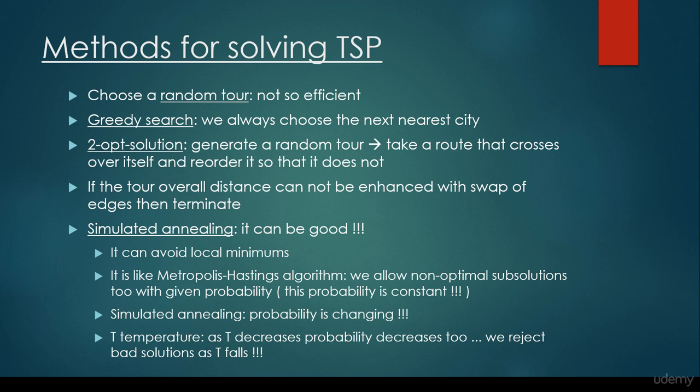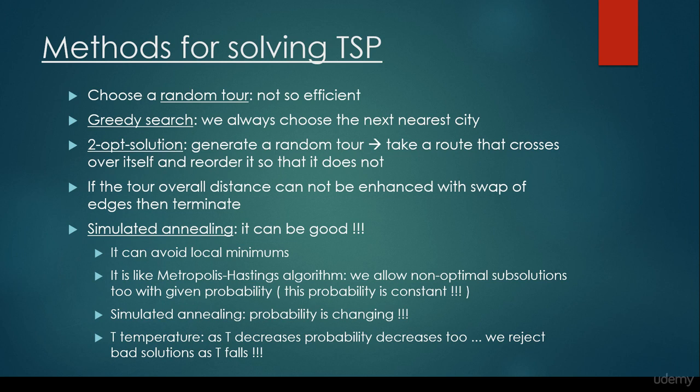We have this so-called two-opt solution: we generate a random tour, take a route that crosses over itself, and reorder it so that it does not cross over itself. If the tour's overall distance cannot be enhanced with a swap of edges, then we terminate our algorithm. Sometimes it works, sometimes it does not. But simulated annealing is going to work fine. It can avoid local minimums.